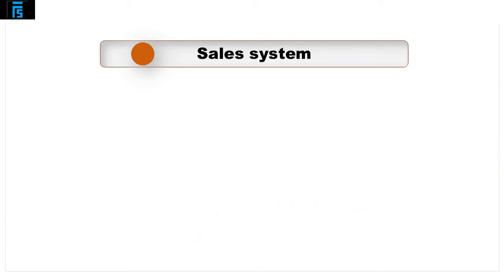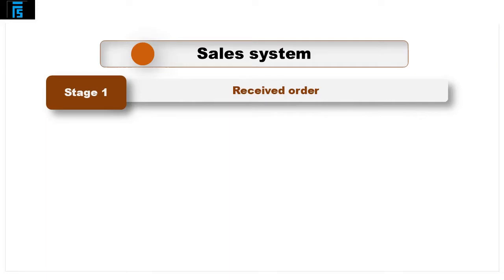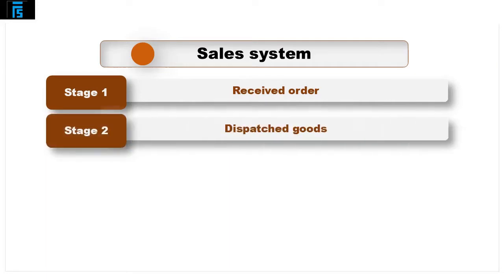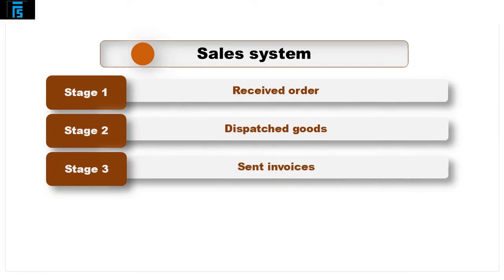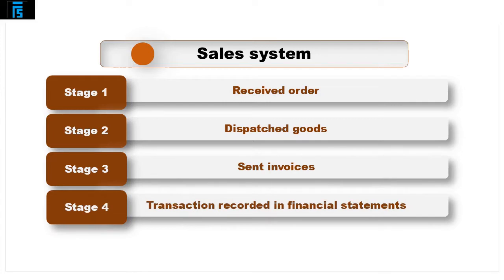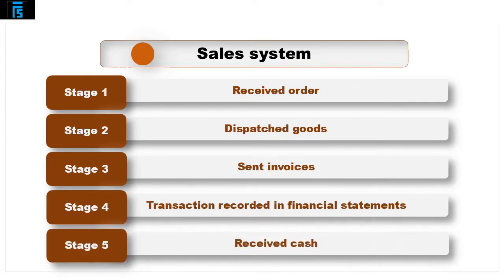It has 5 key stages where controls should be designed to ensure mistakes do not happen. Stage 1 is when the order is received. Stage 2 is when the goods are dispatched. Stage 3 is when the invoice is sent. Stage 4 is when the transaction is recorded in the financial statements. And Stage 5 is when the cash is received.